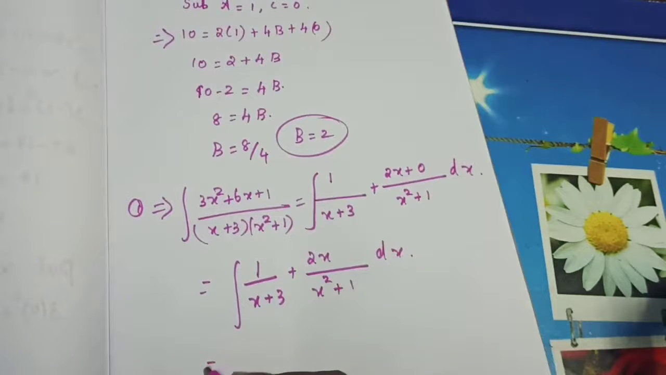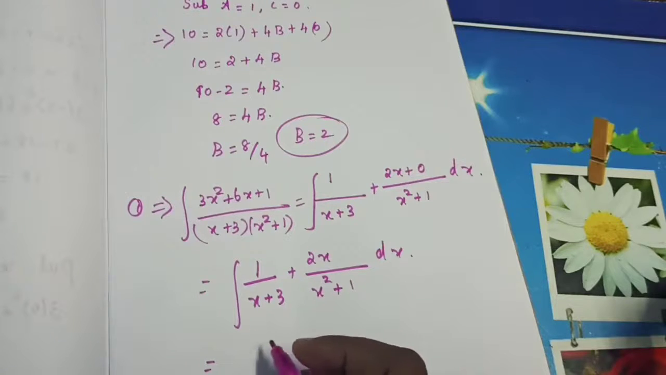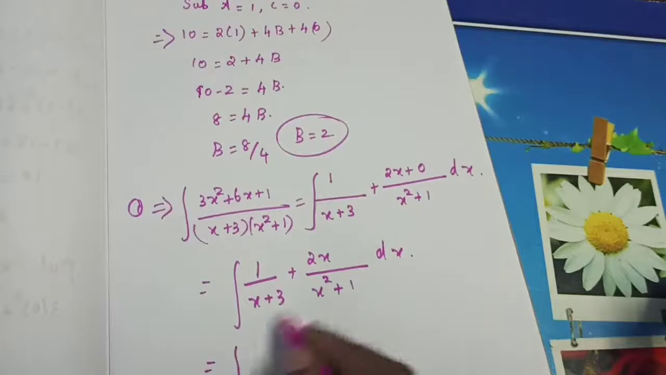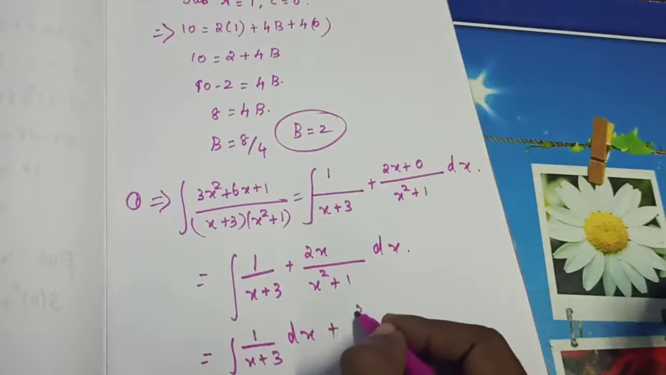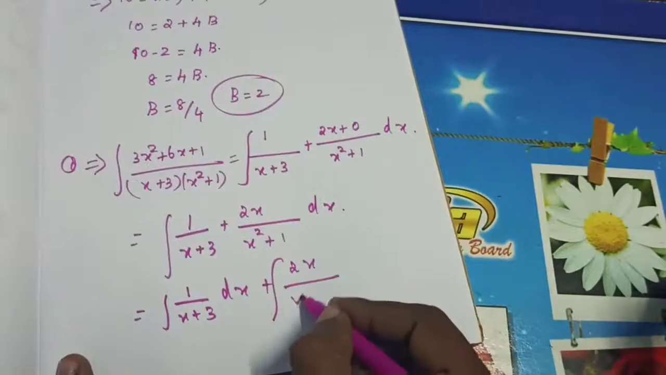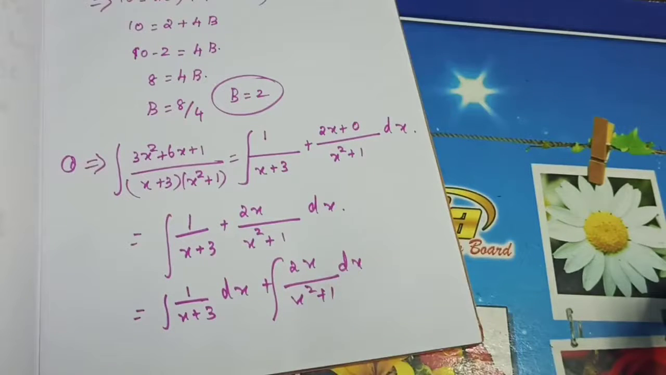Shall we split it? That's equal to, what will happen? This one is integration of 1 by x plus 3 dx plus integral of 2x by x square plus 1. Okay, here this section you can apply the formula directly, correct? But here you can't apply the formula directly. Why? In the denominator x square plus 1, and 2x is in the numerator. If you take 2 outside, you will also get x by x square plus 1, and you don't know the formula to integrate x by x square plus 1.